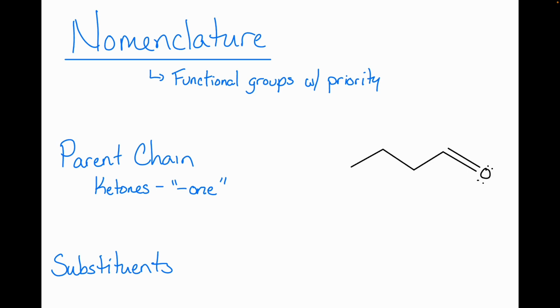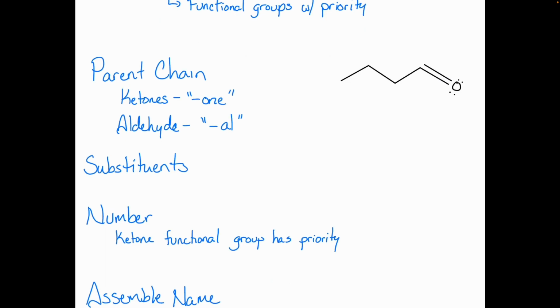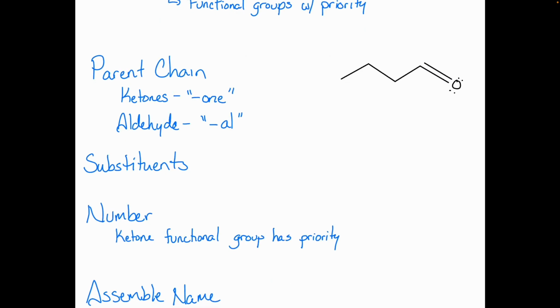All right, so for aldehydes, instead of using the suffix "-one", we're going to use the suffix "-al", A-L. Nothing special about our substituents. We're going to remind ourselves that aldehydes are a functional group that has priority.